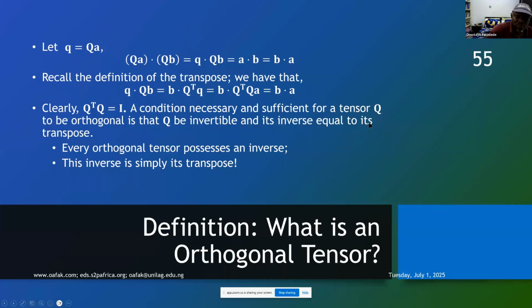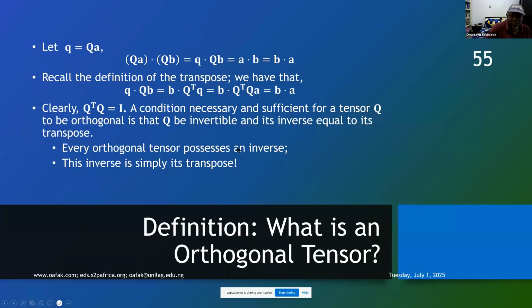A condition necessary and sufficient for a tensor Q to be orthogonal is that Q be invertible and that its inverse is equal to its transpose. So what we are saying is that if you have a tensor that is invertible and its inverse is simply its transpose, then that tensor is already orthogonal. It is coming from this derived expression, because QTQ is I. So if QTQ is I, then that means that because it is Q inverse Q, that should be I. So this is playing the role of Q inverse. So whenever a tensor is in this form, that means that its inverse is the same thing as its transpose.